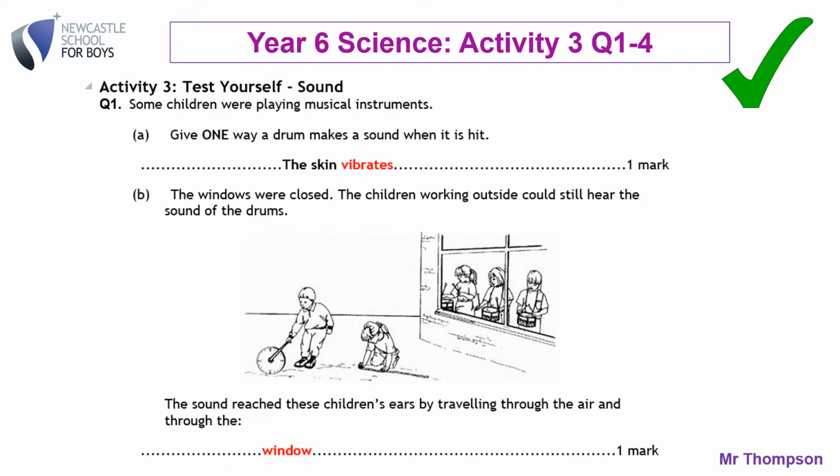So the first one, give one where the drum makes a sound when it's hit. The skin vibrates. That word vibrate is going to appear a lot in this topic. So part B, talking about the windows being closed, but the children could still hear the sound. The sound reached the children's ears by traveling through the air and through the window. It can travel through solids, can travel through the glass. You could have glass or window.